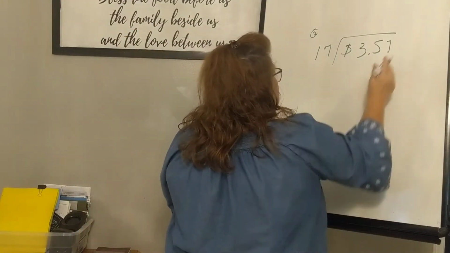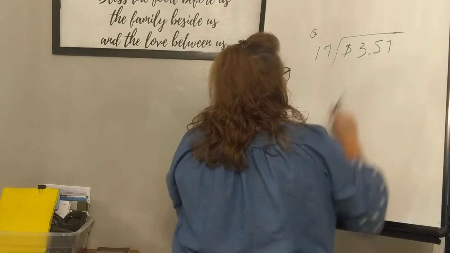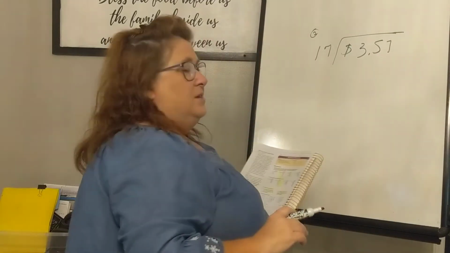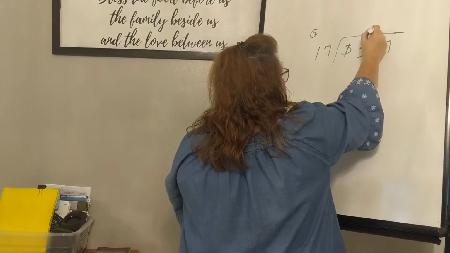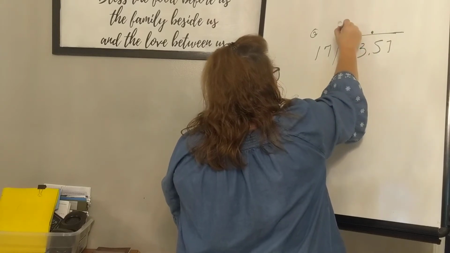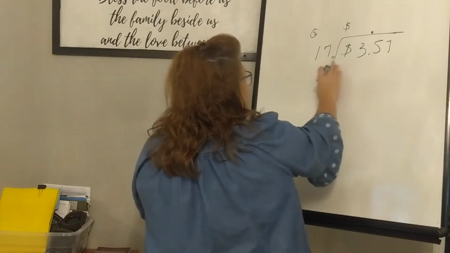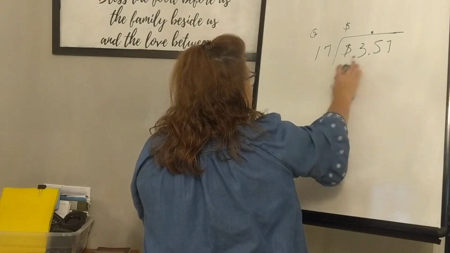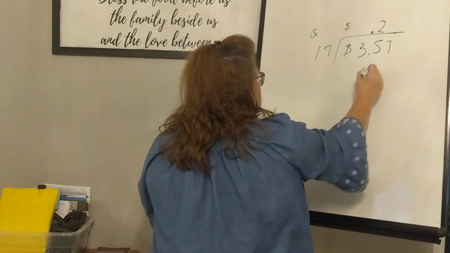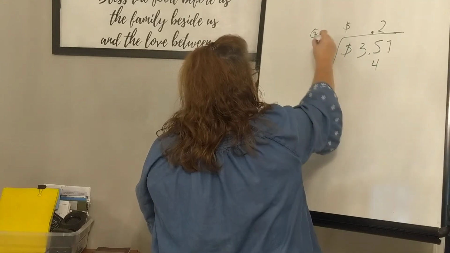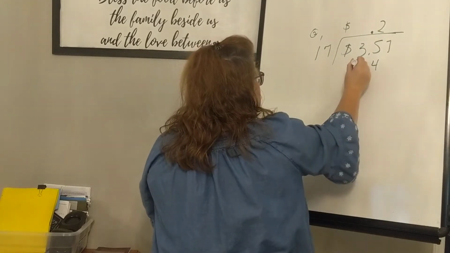Now, the first thing that I do before I start doing any division with decimals is my decimal point, I bring it straight up and put it in my answer. That's the first thing I do. 17 cannot go into 3, but it can go into 35. So my 2 is going to go above my 5. 7 times 2 is 14. Put 4 down, carry the 1. 2 times 1 is 2, plus 1 is 3.